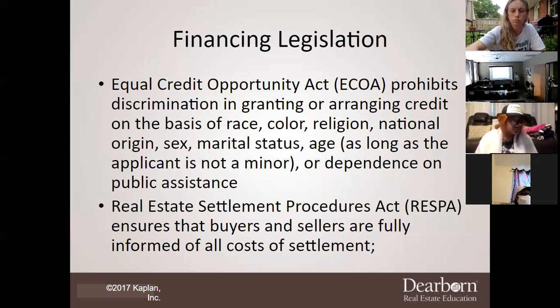Yeah. I myself haven't had that happen yet, but that's rare. That's why they send it to you 3 days in advance, so you can dispute or say, hey, this is wrong, it should be like this. So that act is just to ensure that the buyers and sellers know what they're buying and selling.